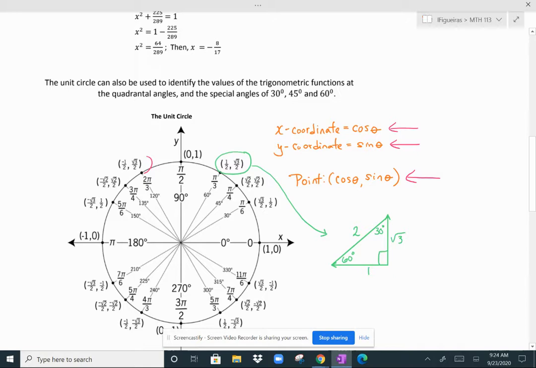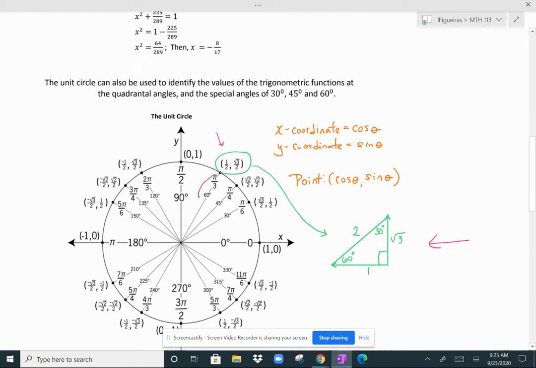So as an example, here circled in green, I want to show you how what you see on the unit circle corresponds to your right triangle. This is a 30, 60, 90 triangle. And we know that opposite of 60 degrees is root 3, opposite of 30 is 1, and the hypotenuse is 2. So remember, your cosine is 1/2, right?